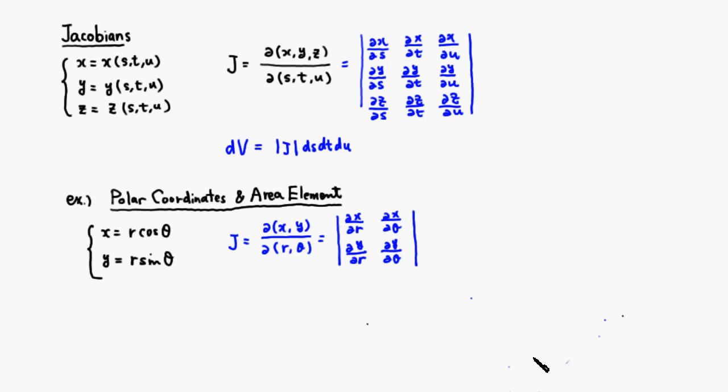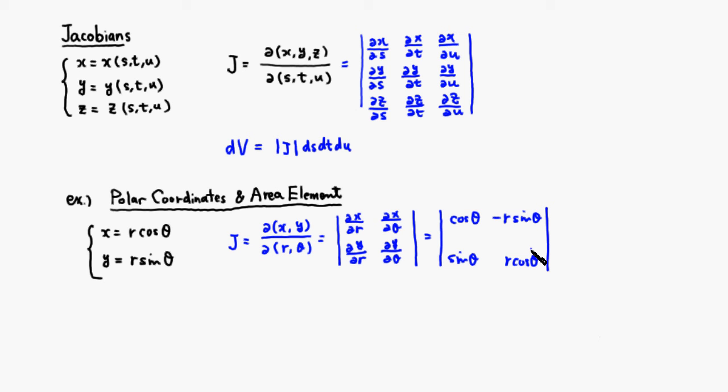Let's find the partial of x with respect to r. That will be pretty simple: it would be just cosine of theta. The partial of x with respect to theta would be negative r sine of theta. The partial of y with respect to r would be just sine of theta. And the partial of y with respect to theta would be r cosine of theta.